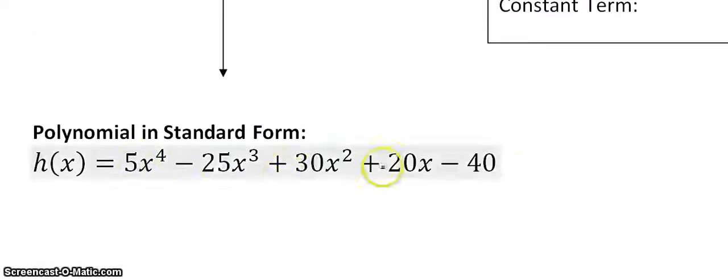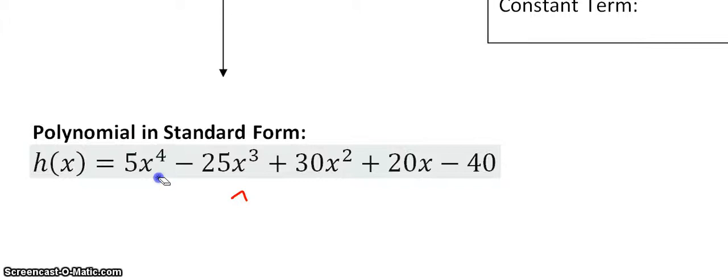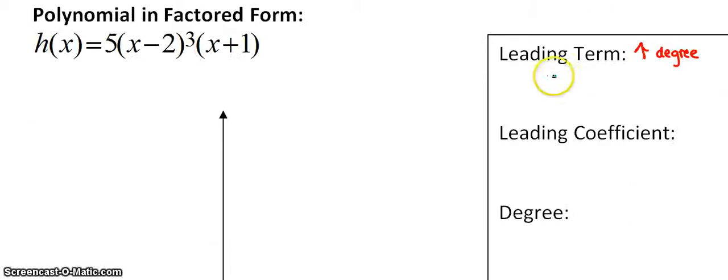It is the first term if your polynomial is in order in standard form, but let's say these two terms were switched. This would still be the leading term because it has the highest degree. So it doesn't necessarily mean first term. It means highest degree term. So our leading term would be 5x to the fourth in this case. The lead coefficient is the coefficient on the leading term, so that would just be the 5.